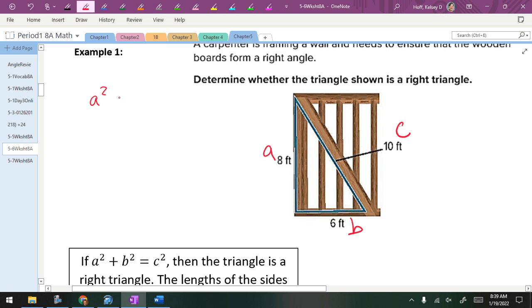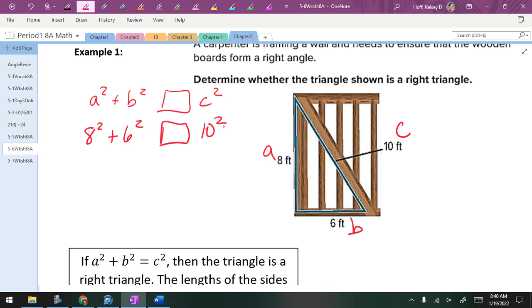So we write A squared plus B squared, put a box, C squared. A is 8 squared. B is 6 squared. Box, C is 10 squared. Use your calculator. Don't say it out loud. Everybody calculate those numbers. You can use your keyboard as well as you can use your touch screen if you want to.